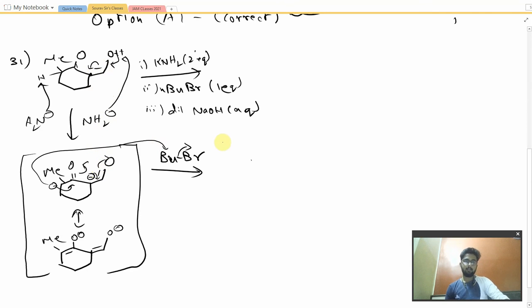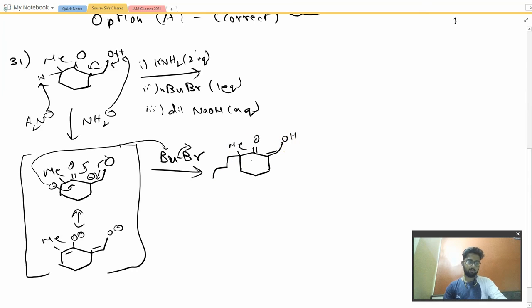Okay, so let me draw the next intermediate that is formed. One, I'm sorry, one, two, three, four. 1 2 3 4, and one methyl would be there, and this one will be there as it is, and this one will also be there as it is. Okay, now what would happen is we give OH minus into the system and we remove the H2O.